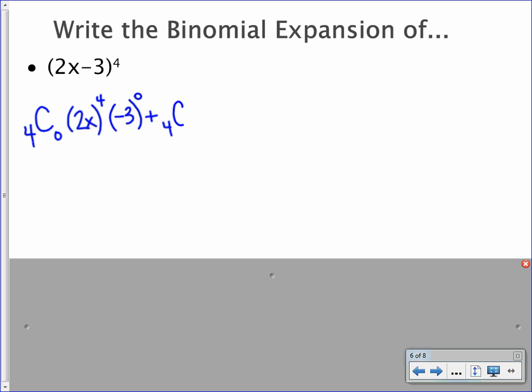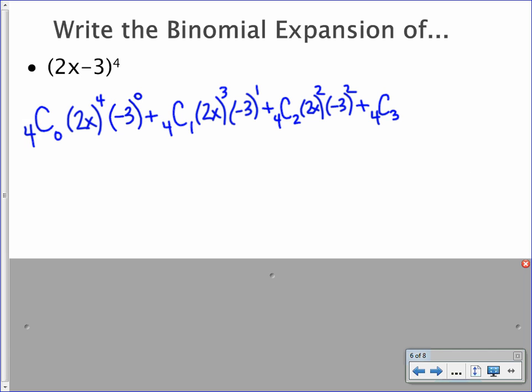4 combinations of 1. Your first term, you're going to decrease its power. Your second term, you're going to increase. Notice how this number right here, everyone look, this number always matches this power right here. Okay. Next term, 4 combinations of 2. 2x is now to the second power because we decrease, and negative 3 is now to the second power because we increase. Then we move to 4 combinations of 3. 2x is now to the first power, and negative 3 is to the third power. We decrease the first exponent every time, we increase the second exponent every time.